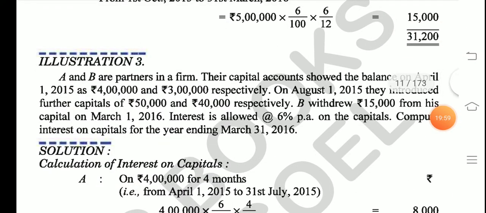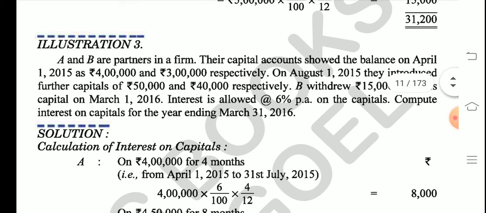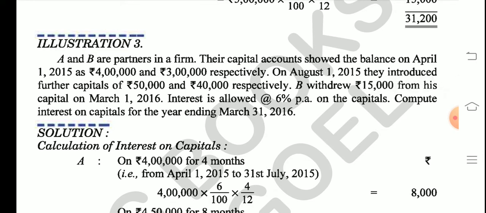Now the illustration 3 says A and B are partners and their capital accounts showed a balance on April 1. So April 1 is their opening capital, which stands to be 4 lakh and 3 lakh respectively. On 1st August, I hope you know the meaning of respectively. Basically, A's name falls first, so A's capital is going to be 4 lakh, and B's name is later, so B's capital is 3 lakh here. So this is the meaning of respectively, that means in the order of their names.